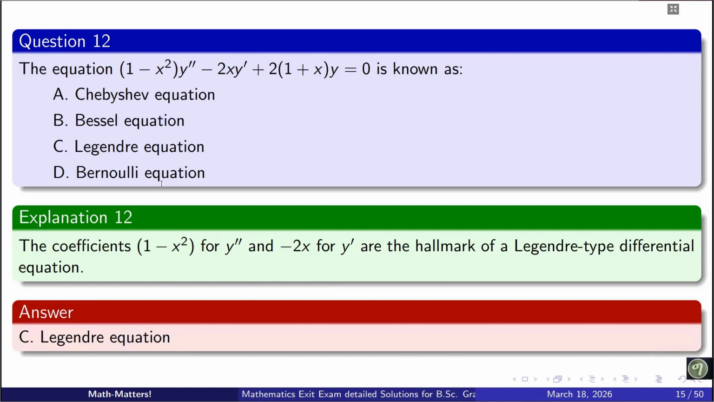So, as an exercise, or simply just to refresh you, just to test yourself, please justify or simply write the form of the Chebyshev equation, Bessel equation, and Bernoulli equation.